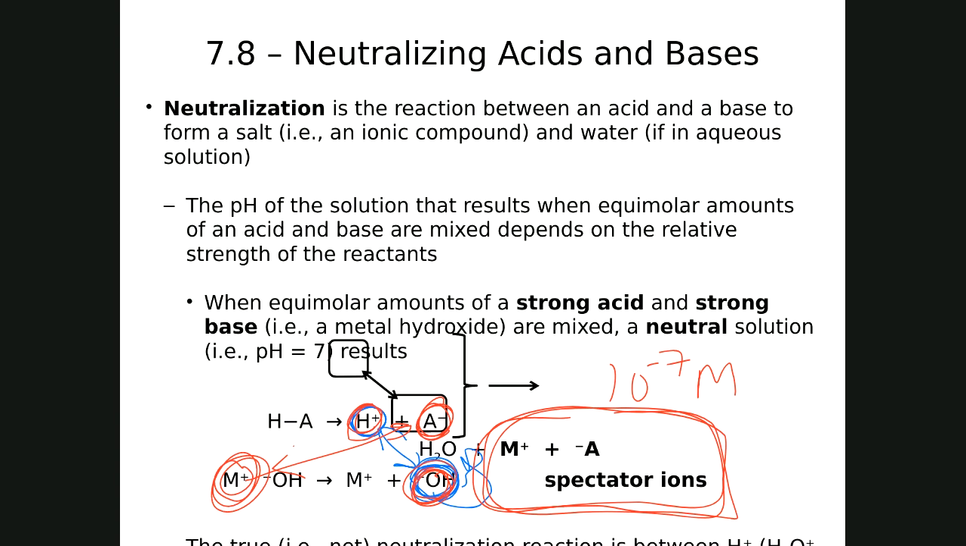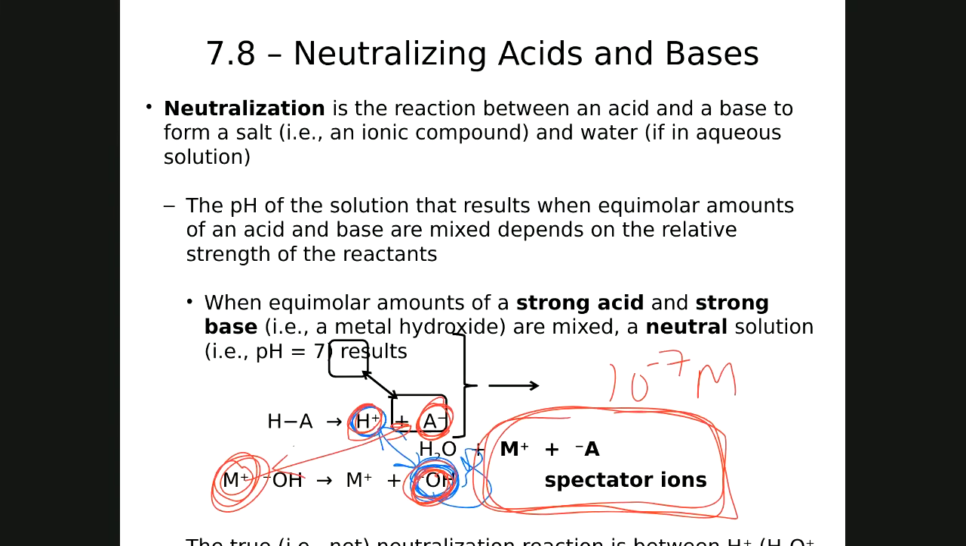If they are present in equal amounts, then what you result is nothing. All that results is the salt. pH will be 7 at that point. But that's only true if they're strong. Did I answer that question? Everybody's clear with that? All right.